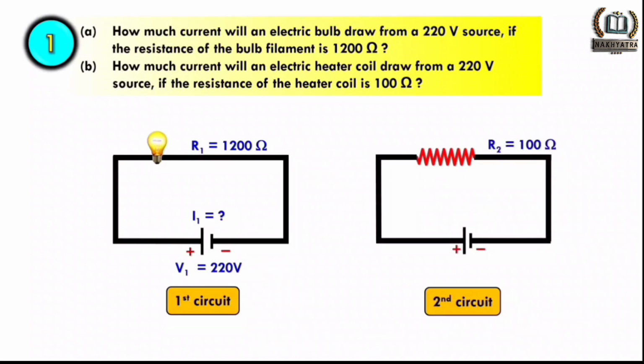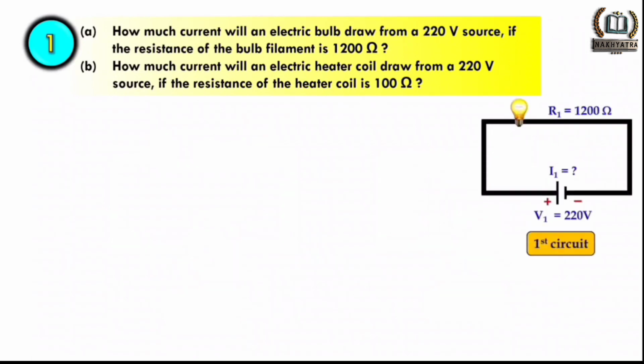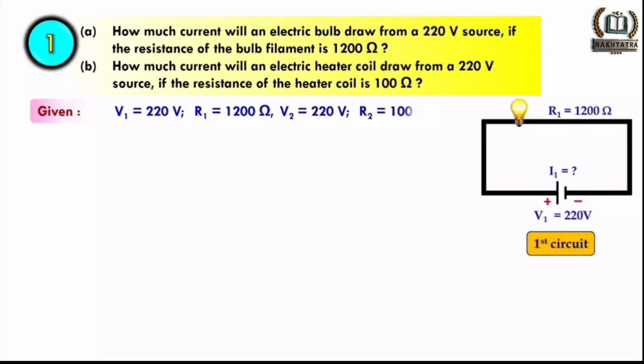Now for the second circuit, the resistance R2 equal to 100 ohm and the potential difference V2 equal to 220 volt. We have to find out the current I2. Now write the given values. For V1 equal to 220 volt, R1 equal to 1200 ohm, V2 equal to 220 volt and R2 equal to 100 ohm.